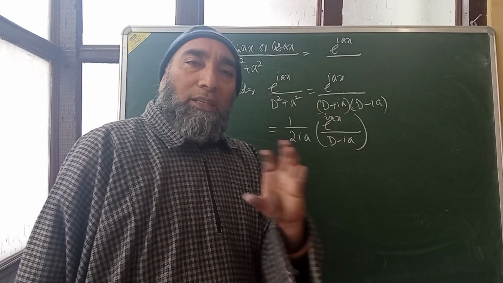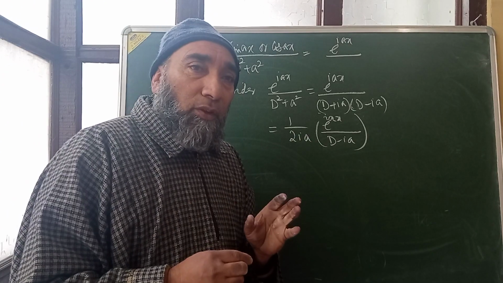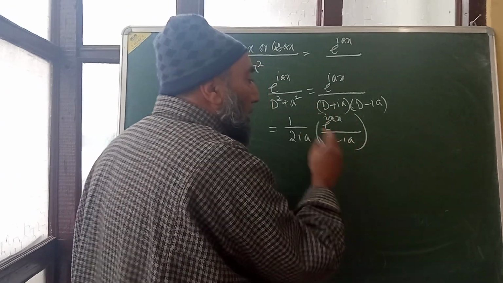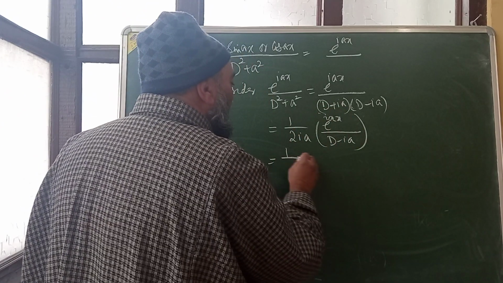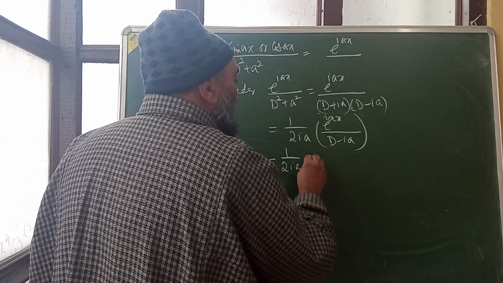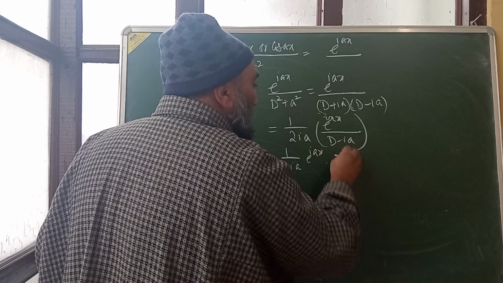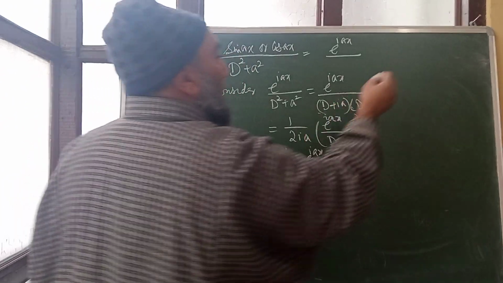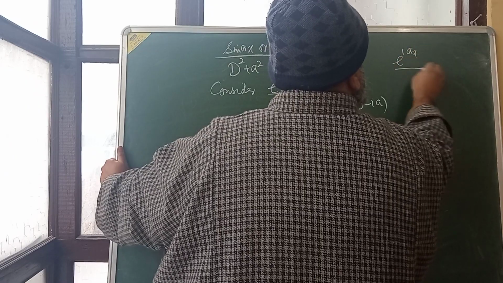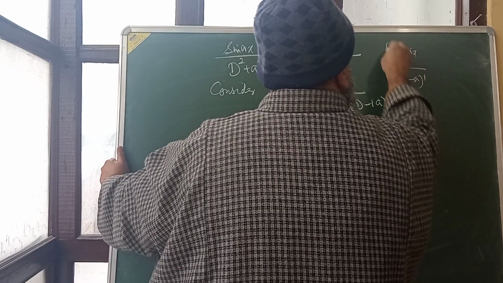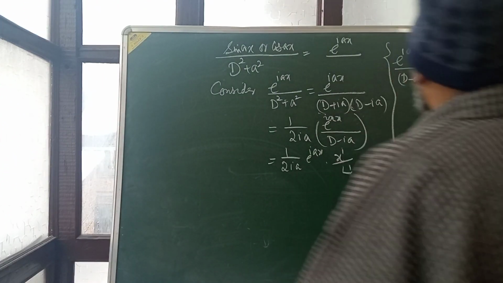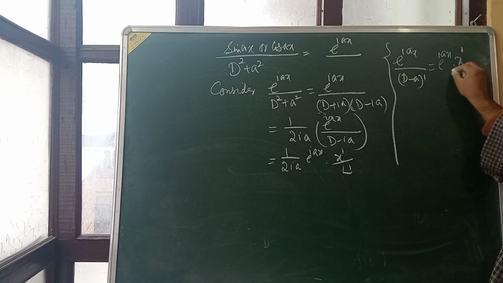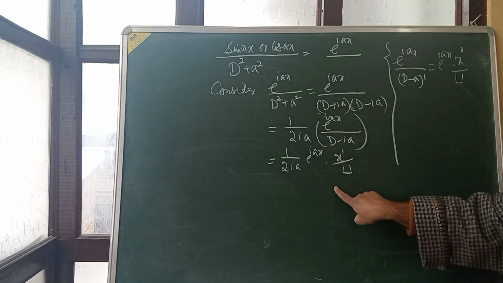If you have e to the power ax upon f of a, there is a case of failure. What I have to do is multiply by x raised to power r by r factorial. Here r is 1, so I have x raised to power 1 only. So I have to multiply e to the power iax by x raised to power 1 by 1 factorial. Right? See, this is a case of failure: e to the power iax upon D minus ia raised to power 1. So its value will be e to the power iax multiplied by x raised to power r, which is 1, by factorial 1. That is what I have done.